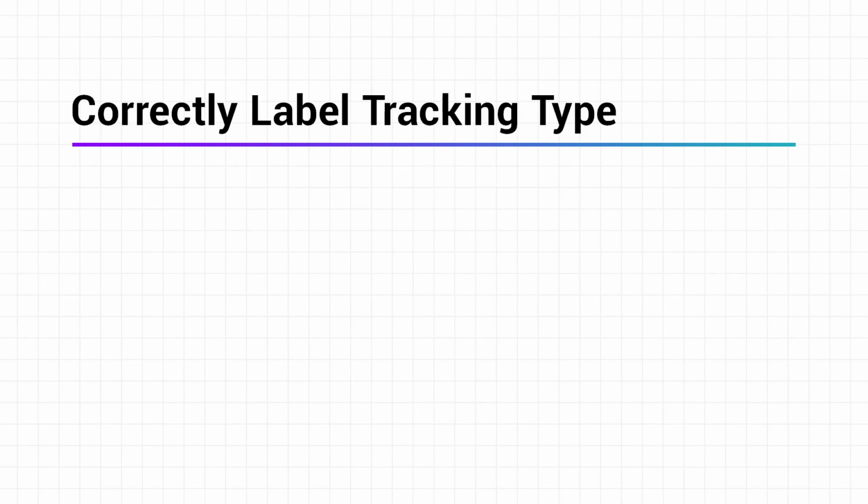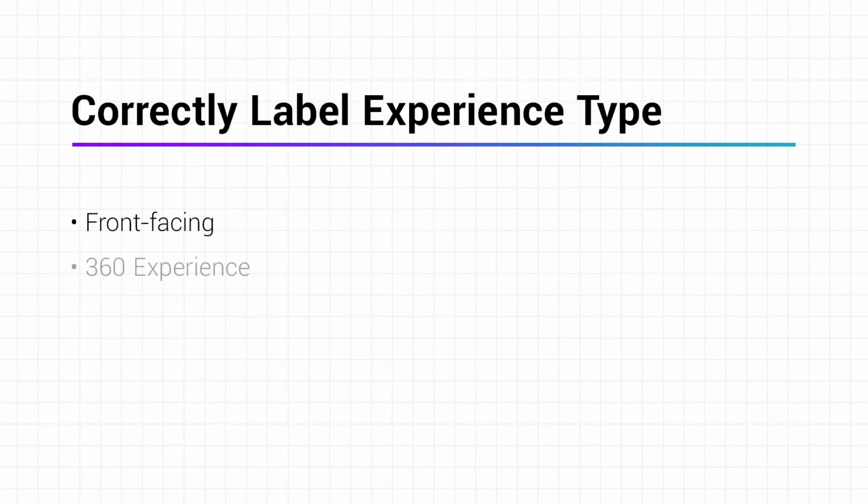The tracking requirements section only includes two checks. One is to correctly label your app as either sitting, standing, or room scale. The other is to correctly label your app as a front-facing or 360 experience and implement that setup within your experience. And that covers what to look for when reviewing your app for a submission to the Oculus Store.